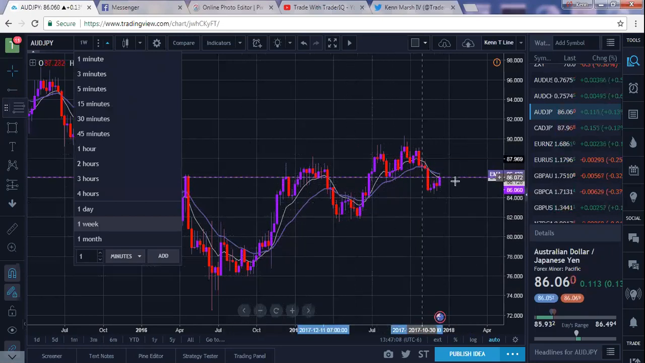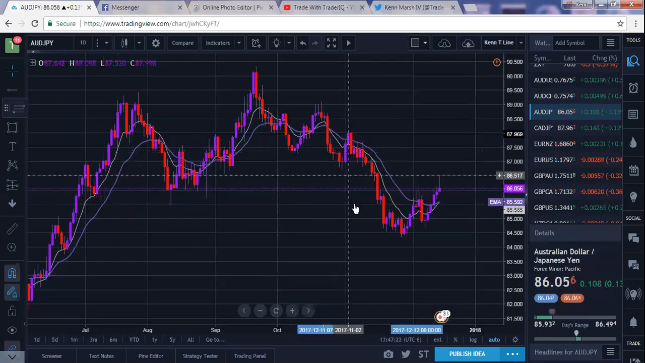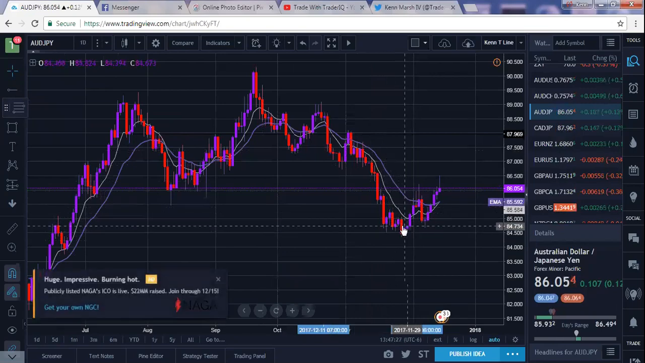Basically, we're just looking for a good price to enter the market. But this would be an oversold scenario. So once we're oversold, then we'd be looking for stalling in the market. Once we see that, then we can move up to the daily time frame and get a little bit more detail. At that point, this is where it started to stall out.